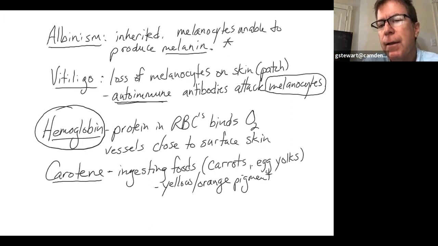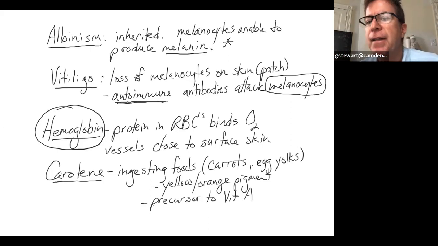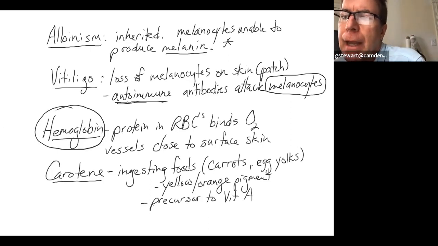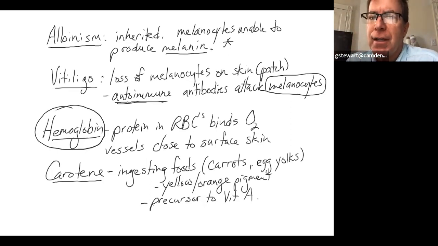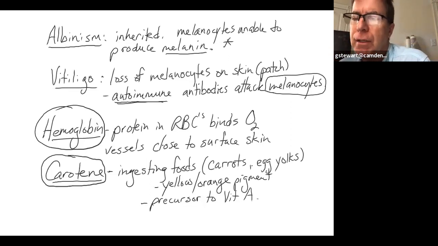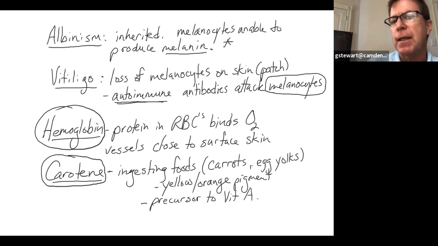Back to carotene. The last thing I was going to say about carotene is that this pigment is a precursor to vitamin A. So we need this in our diets so our bodies produce vitamin A, which is useful for all sorts of things. But an abundance of ingested carotene can literally turn the skin a yellow-orange color because so much of it accumulates in the skin.